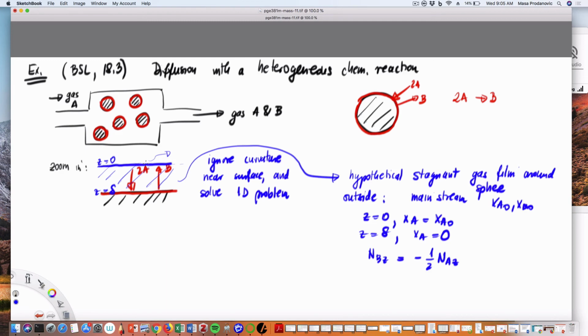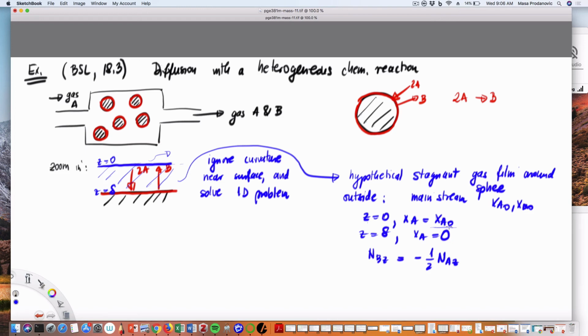Okay? So I'm going to hypothesize that this film on the surface is a stagnant film. And I will have this mainstream coming in, in this z direction. 2A is coming right to the surface, and B is leaving. So at boundary z is equal to 0, I'm assuming that I have a given concentration of A that is maintained by a flow around these spheres. We know that flow is very effective a little further away from the solid surfaces. Right close to the surface, the velocities get very low, so things get really stuck, and I don't think that this mainstream would be effective. That's basically this thickness delta that I'm talking about.